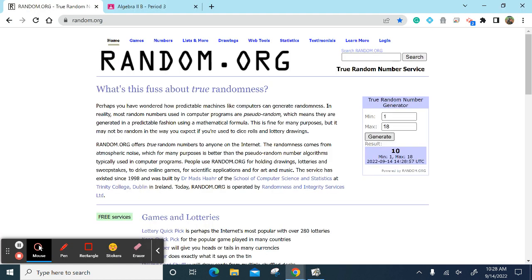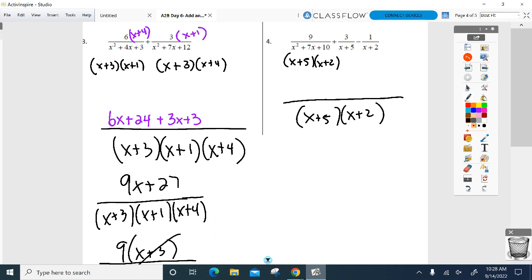All right, need a little help here. X plus 5, x plus 2. Does it need to get multiplied by anything? No, everybody see it matches. Does everyone see that denominator is the common denominator? Nothing to change. It stays the same. Not the case on the next one.